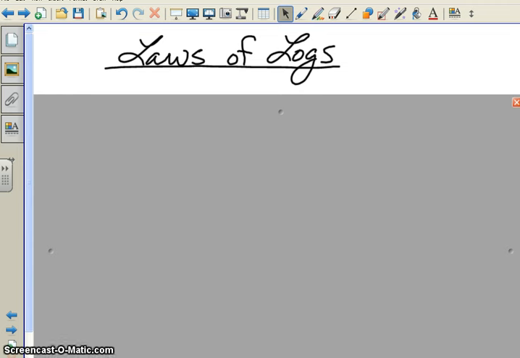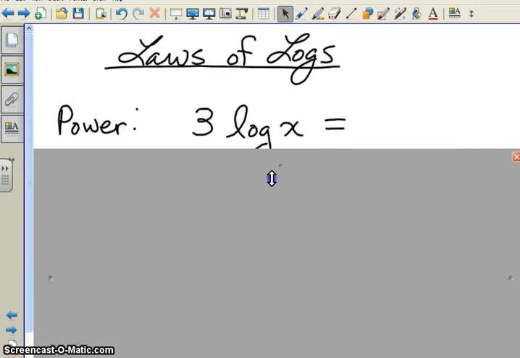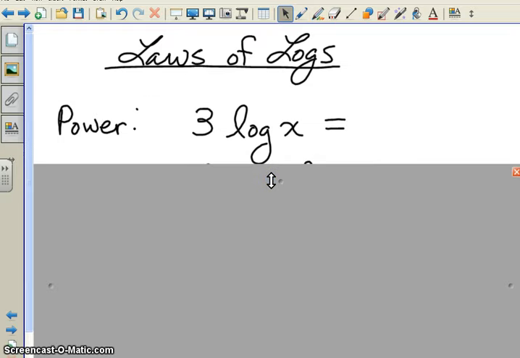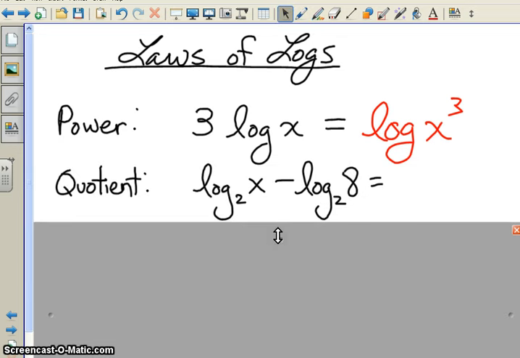Logs have their own set of laws to go along with them to help you either simplify or expand log expressions. So the first law is the power law that says if I've got a coefficient in front of my log, I can move that coefficient up to be a power. So 3 log x is the same thing as log x cubed. The quotient law says when I am subtracting two separate logs, I can combine them together into one single log with the same base of the two answers, the x and the 8, being divided.